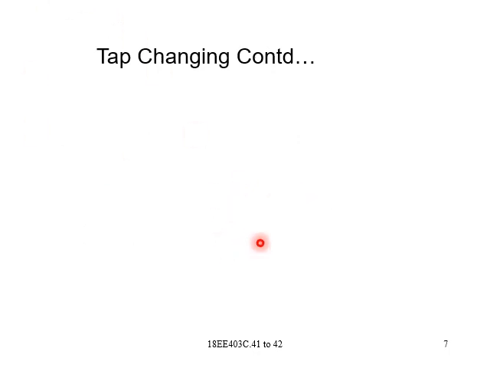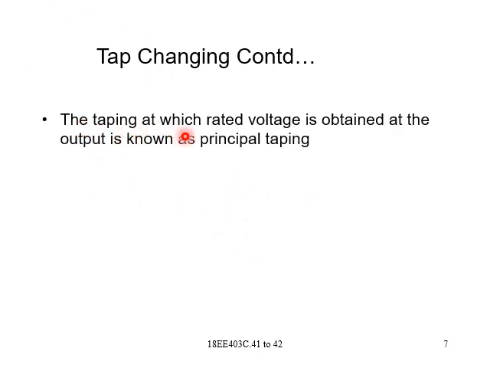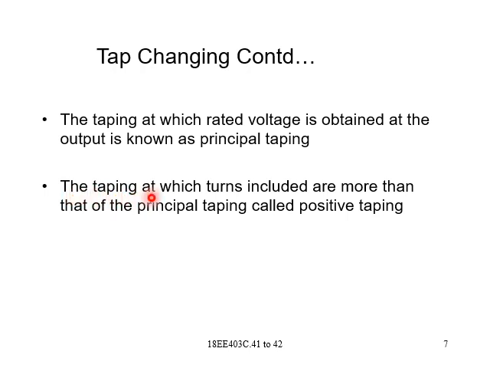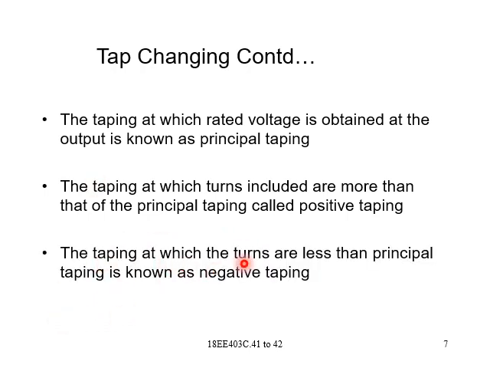In continuation with tap changing, the tapping at which rated voltage is obtained at the output is known as principal tapping. The tapping at which turns included are more than that of the principal tapping is called positive tapping. And the tapping at which the turns are less than principal tapping is known as negative tapping.